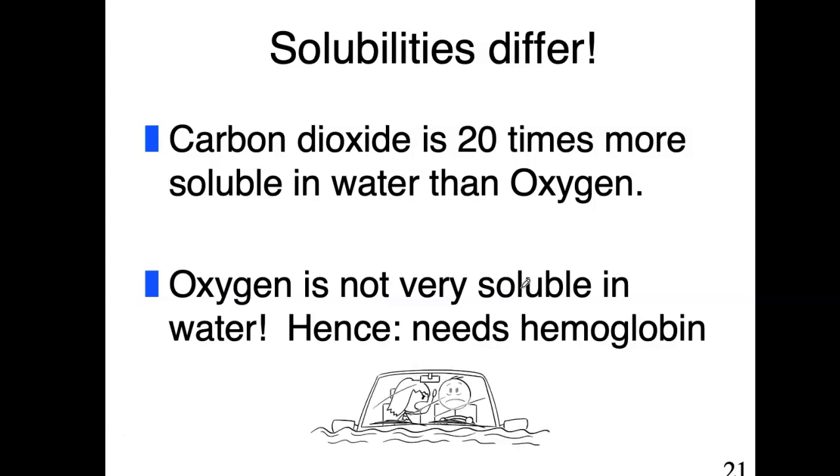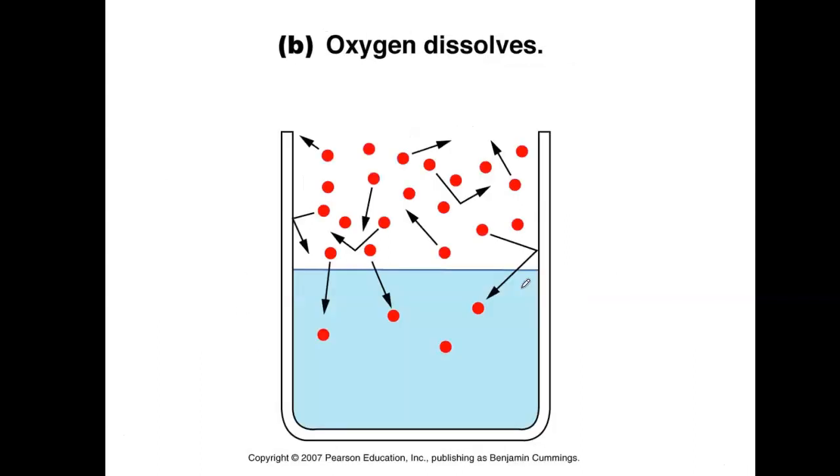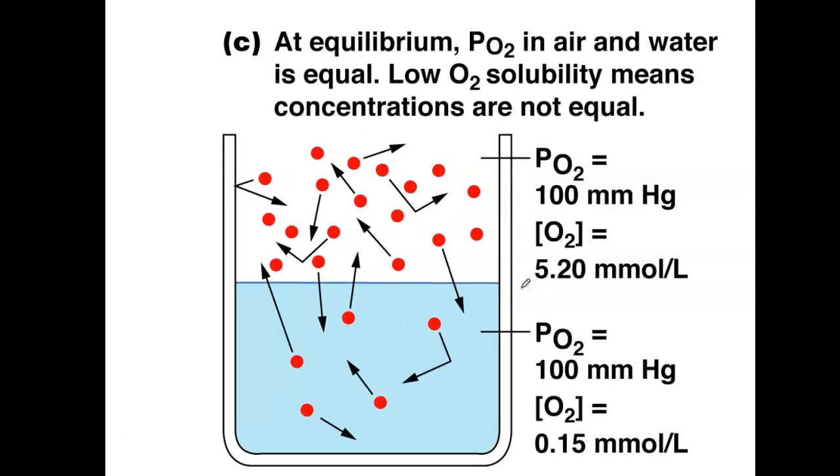Oh, that's my little diagram of oxygen not being very soluble in water. You have a picture of oxygen there dissolving. At equilibrium, the partial pressure in the air and the water is equal. That low oxygen solubility means the concentrations are not equal. The only difference in this diagram is that I've given you the molarity here, so don't freak out on this.